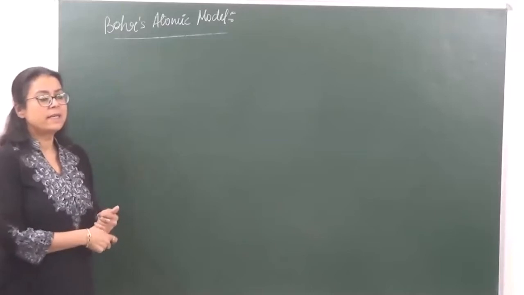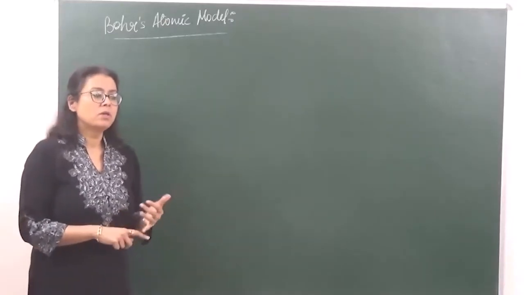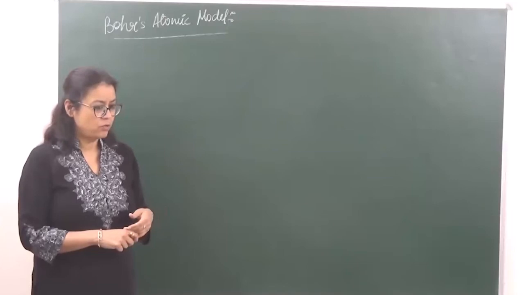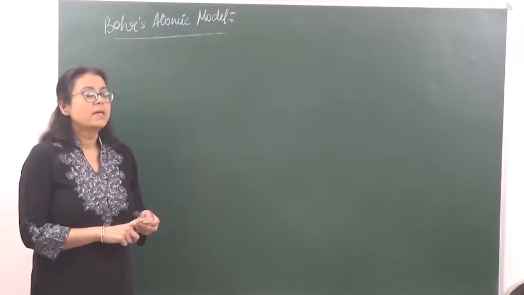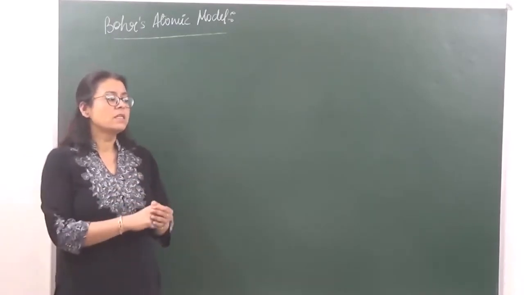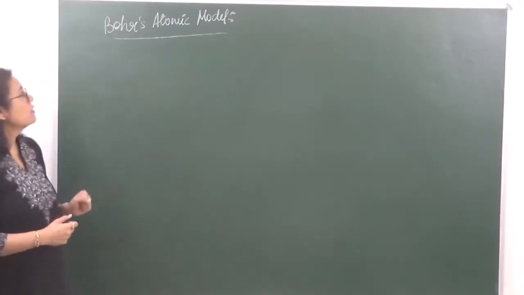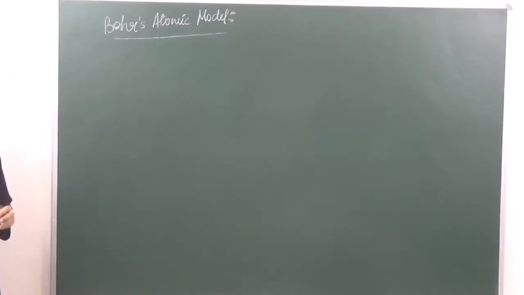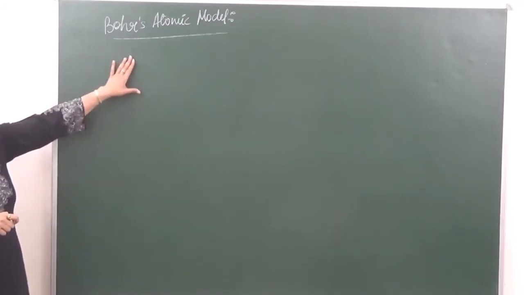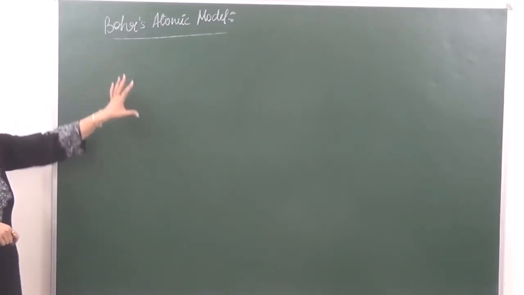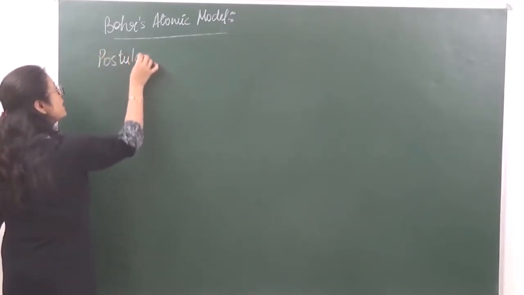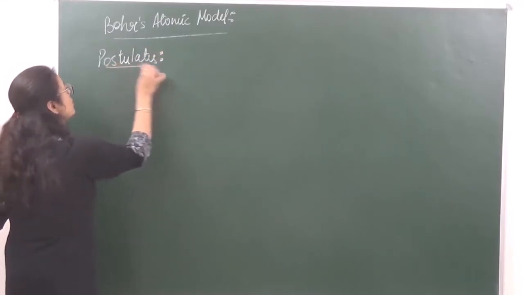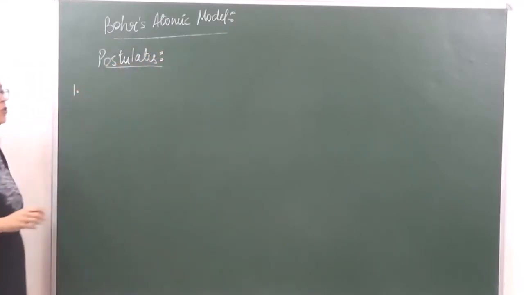As we had already studied, Rutherford's atomic model could not explain the spectrum of hydrogen, and it could not also explain the stability of the atom, right? Now when these two flaws were seen in the Rutherford's model, the next model was given by Bohr, which was known as the Bohr's atomic model, and to overcome all those flaws, Bohr gave his model. So let's go on to the postulates of Bohr's atomic theory.